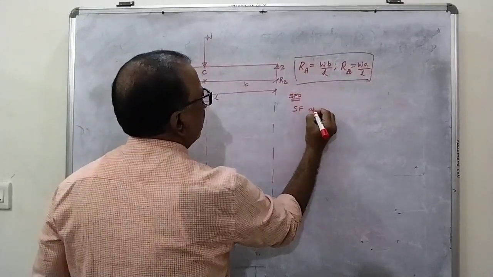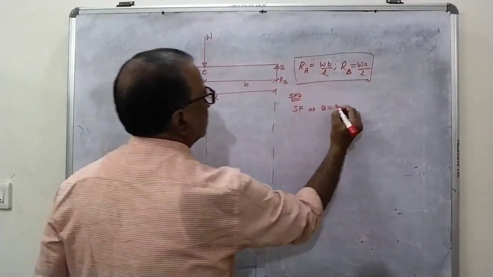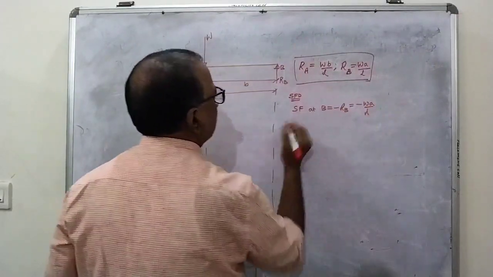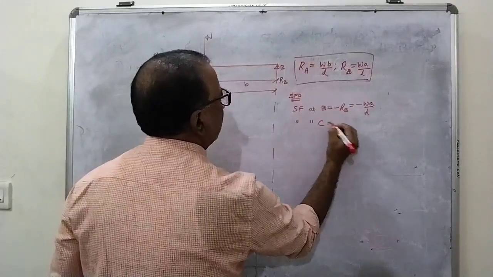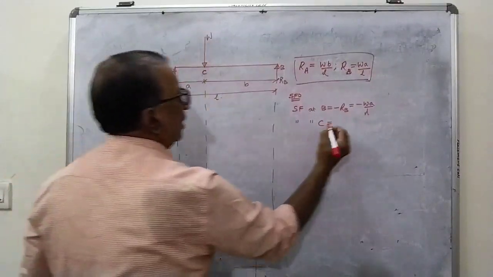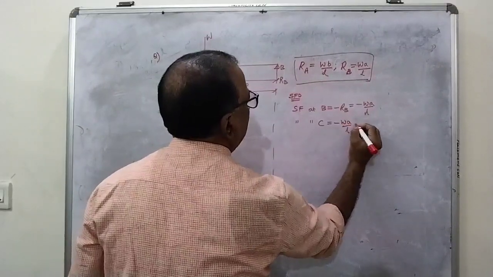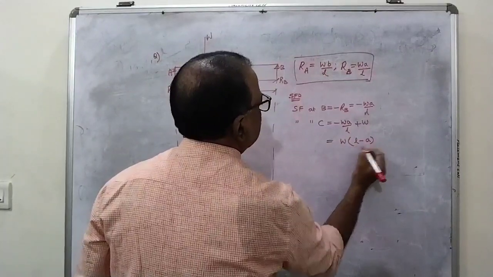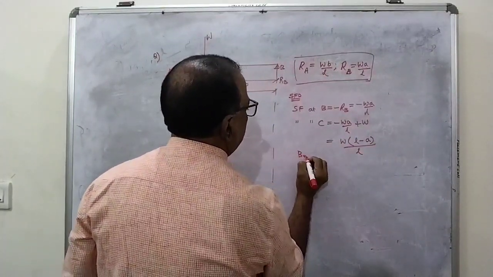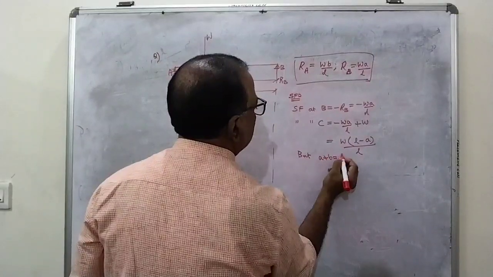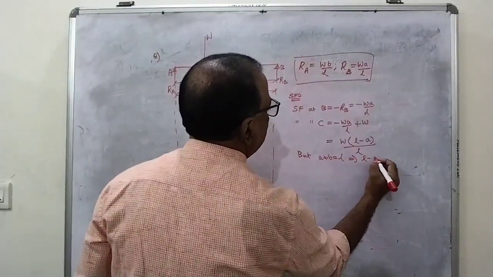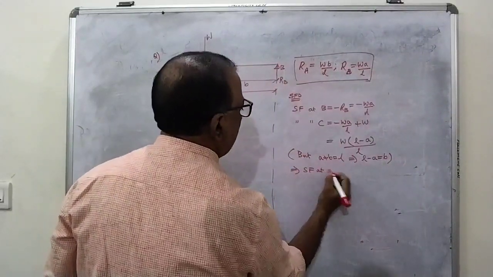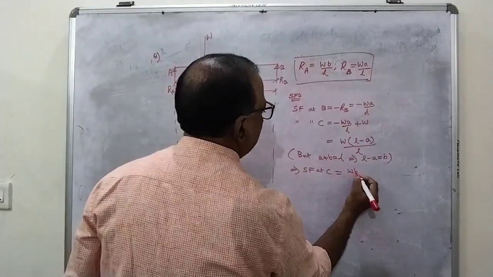So first, shear force at B, upward, positive, minus RB. What is RB? Minus WA by L. Next, shear force at C. At C, there is a downward load. So minus WA by L plus W. So this is coming to W into L minus A by L. But A plus B is equal to L. This implies L minus A is equal to B. So what is shear force at C now? If you substitute here, it is WB by L.